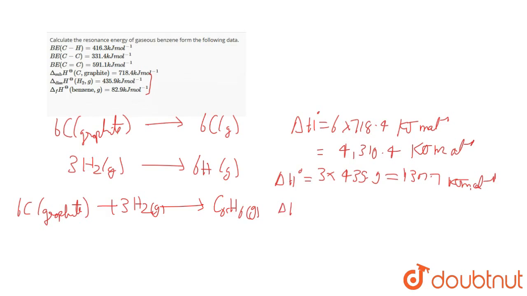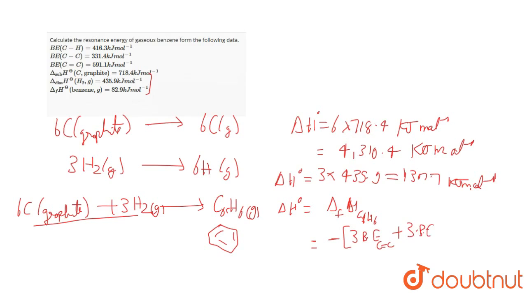So if we write the enthalpy of this equation, it would be equal to heat of formation of C6H6, and that would be equal to sum of bond energies on the reactant side, that is 0, minus sum of bond energies on the product side. And the product side, if we see, benzene structure is like this. So it constitutes of 3 times bond energy of C double bond C plus 3 times bond energy of C single bond C plus 6 times bond energy of CH.